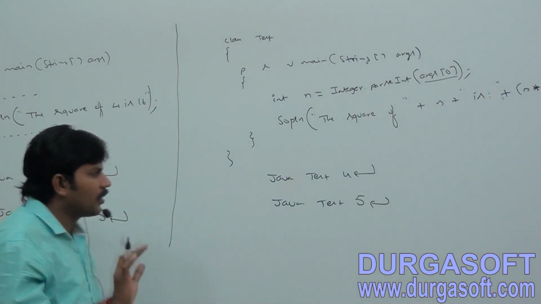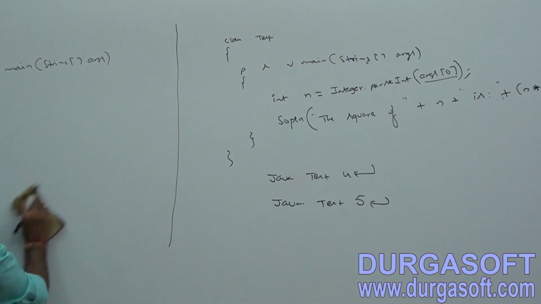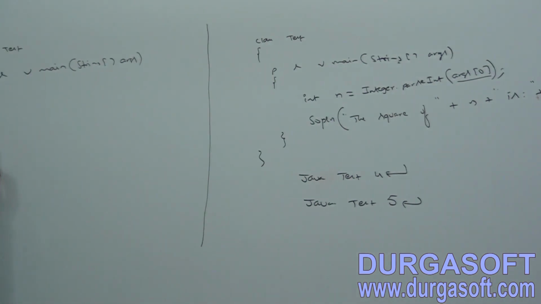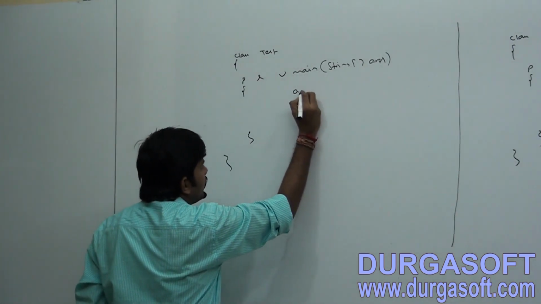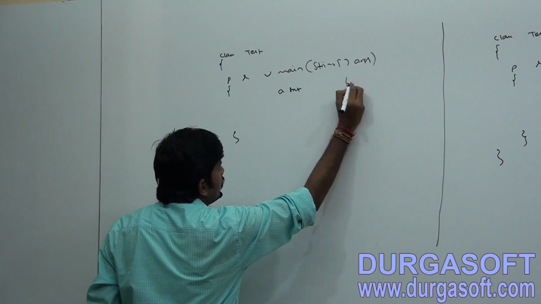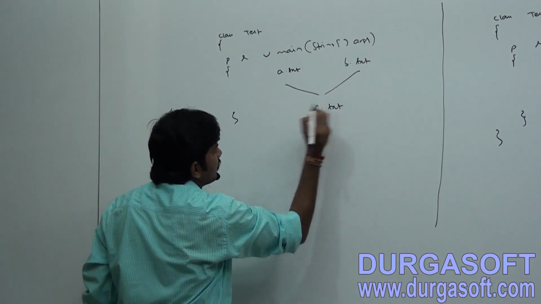Let me go for one more example. Just observe this one. Sir, I have one main method, and I wrote the program to merge data from a.txt and b.txt files into c.txt.